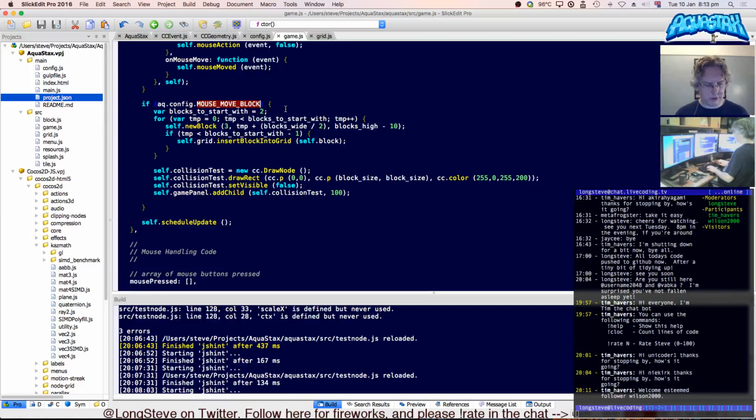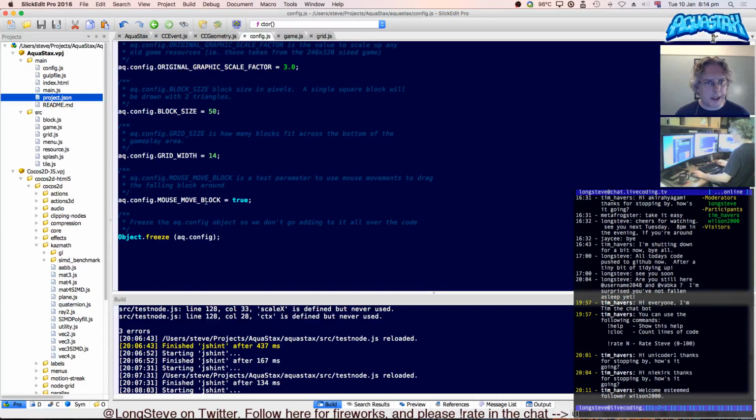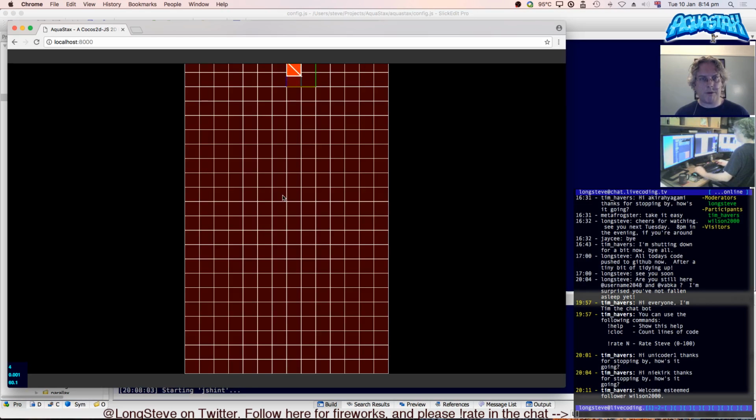I don't know if you were around before, Wilson, but I created a sort of a configuration parameter which lets me switch on and off a bunch of test code. So if I turn that parameter off, I've got the game playing pretty much as it's so far coded, and we've got collision for squares going on here, which is quite nice. You can see things slot in. I can slot in the blocks like that. They overlap each other nicely.